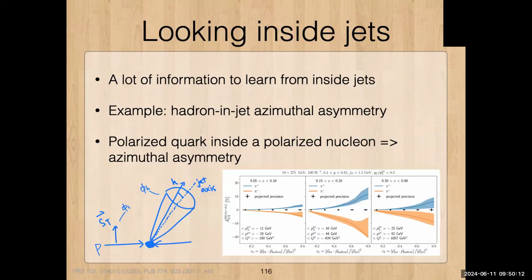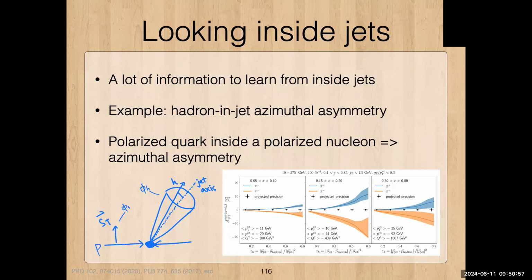And finally, there's something I found very cool, which is that you can look into the jets. There's a lot of information to learn from inside the jet. Here's one example. You can look at the hadron-in-jet azimuthal asymmetry. The idea is that you have a jet and a hadron, and you can look at the azimuthal angle around the jet axis. When you have a polarized beam, this interaction will cause an asymmetry in this direction. And by measuring this asymmetry, we can go back to the polarized quark. This is very cool.